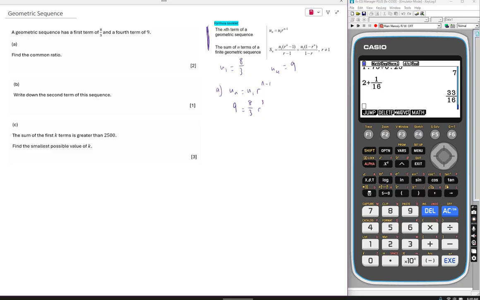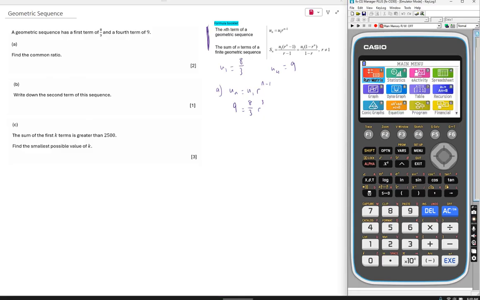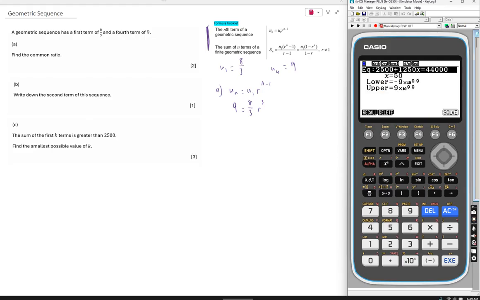Okay, now we've got something that we can solve. So let's go menu, equation, solver, 9. And we get x equals 1.5, or r equals 1.5.